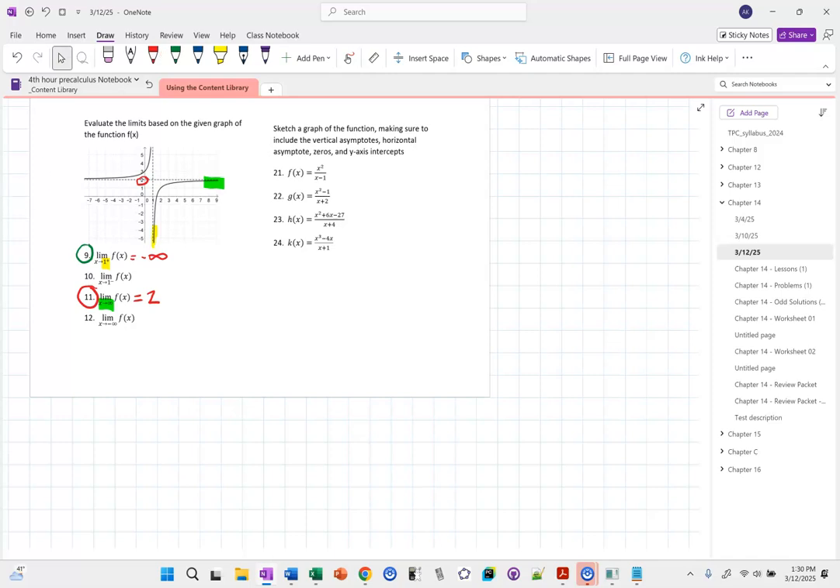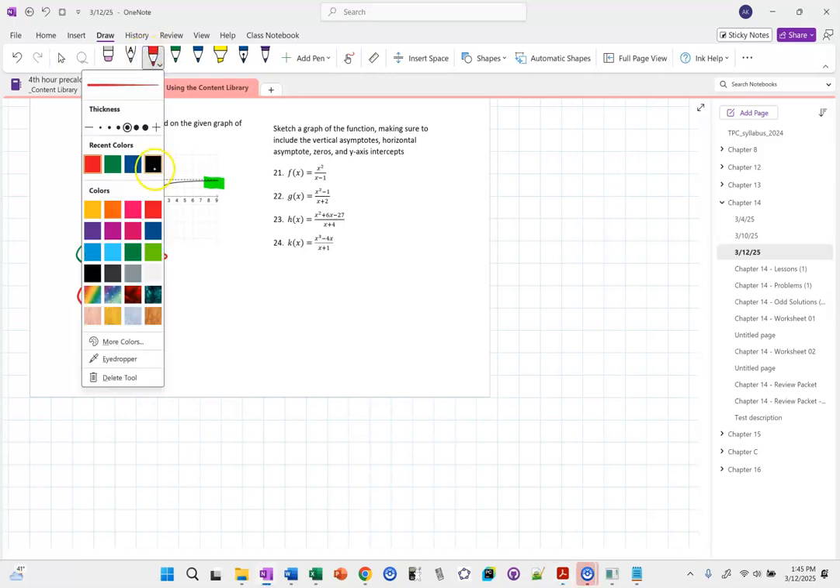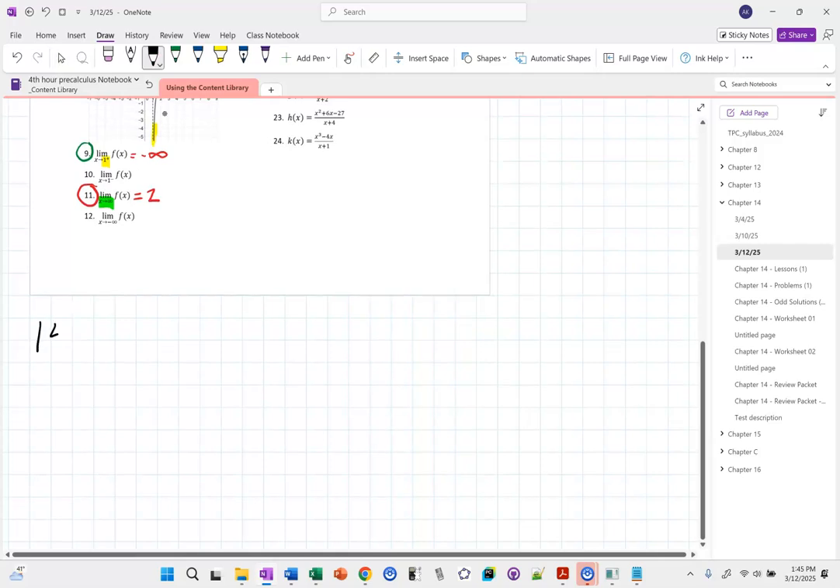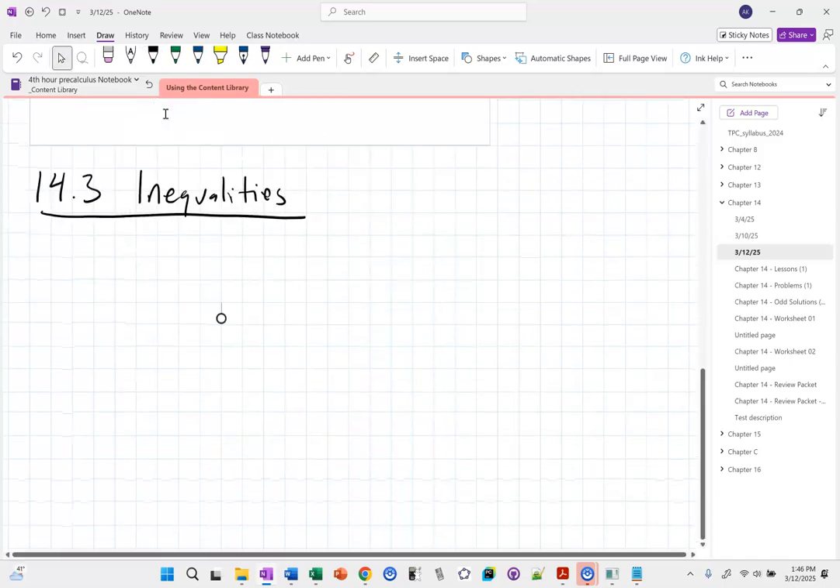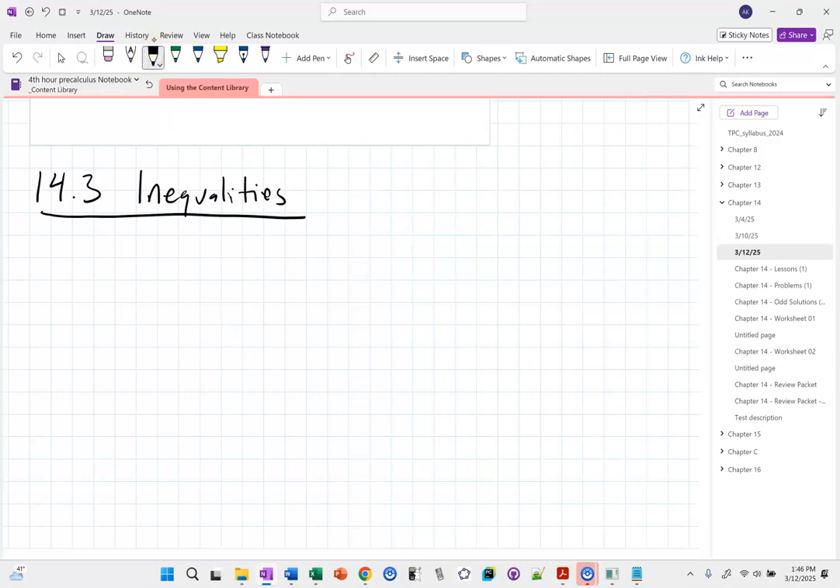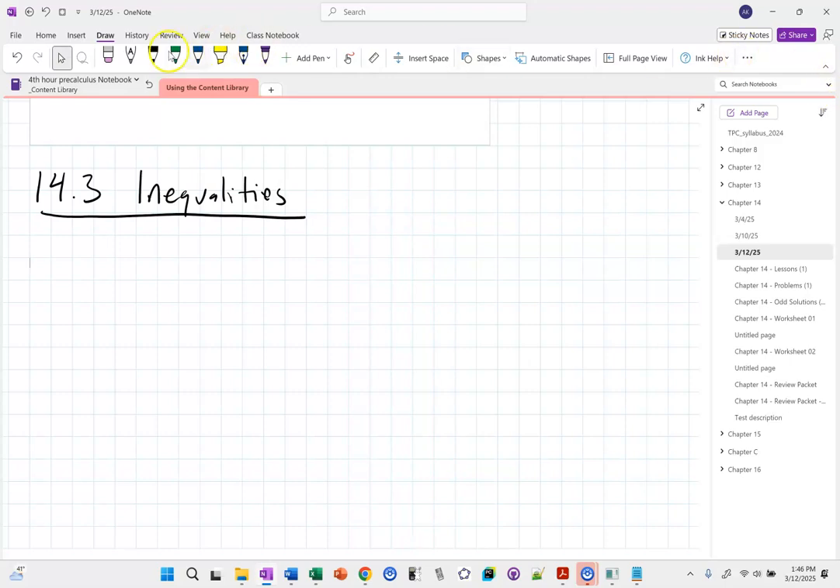Okie dokie. Well, then it's homework quiz time. There's a half an hour or 40 minutes worth of stuff to talk about for today, so if you guys would lend me your attention for that amount of time, that would be great. In 14.3, what we're going to be talking about is solving inequalities.